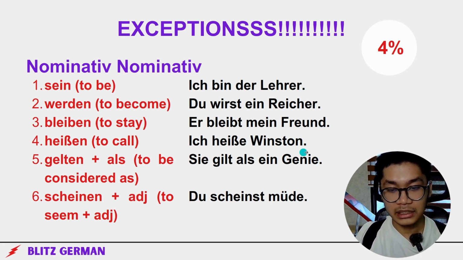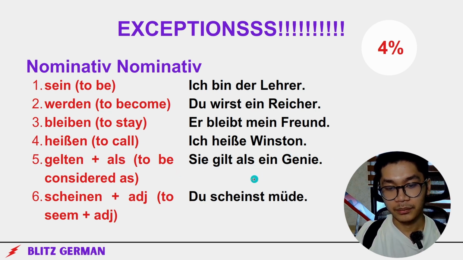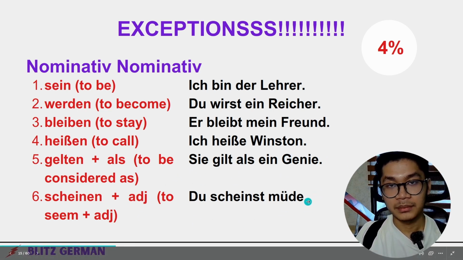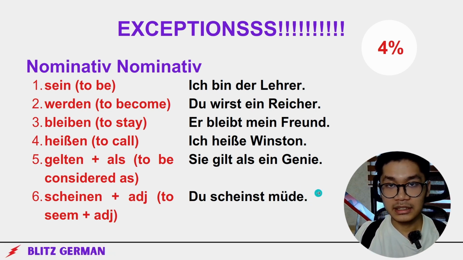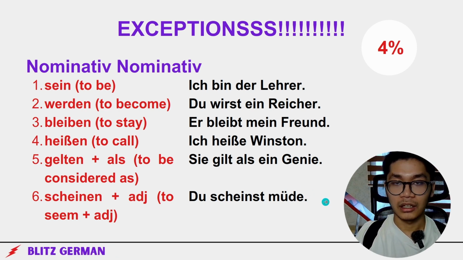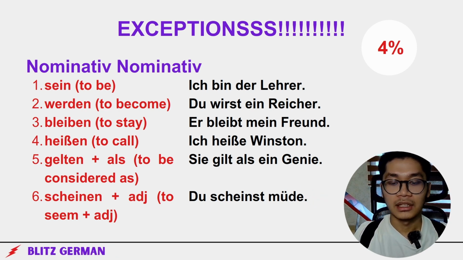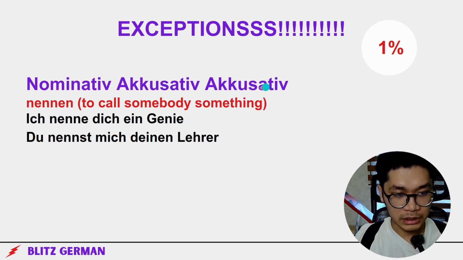Heißen, to call, ich heiße Winston, I am called Winston, my name is Winston. Gelten plus als, to be considered as, sie gilt als Genie, she is considered a genius. Scheinen plus adjective, this shouldn't be here because this is nominative, but I will include this in the practice just because it's pretty common to use this, to say someone or something seems something. Next, nominative, accusative, nennen.